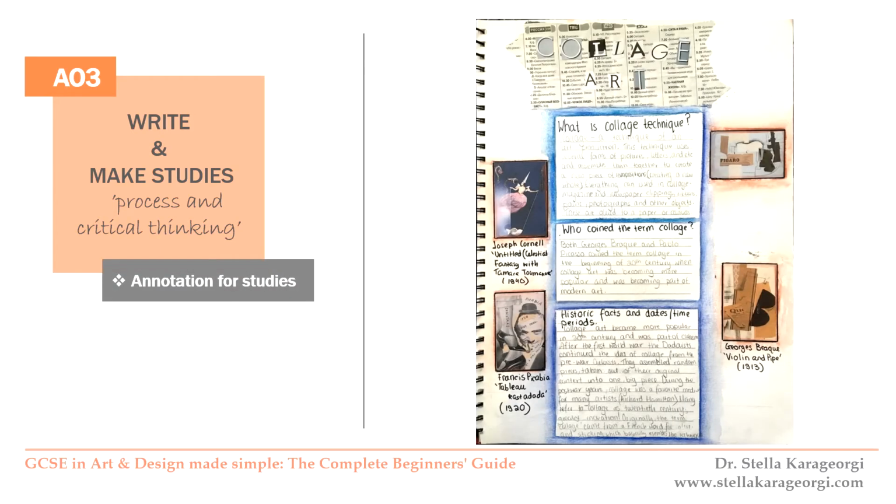Let's talk a bit more in detail about the written annotation for your studies. In this example here, the student has looked into the technique of collage and wrote a few things about this technique to show that she gained some knowledge about collage. The writing helps you develop your critical thinking, that you're not just making things randomly, but you're learning and reflecting on your process, the techniques you're discovering, and there is some discussion about art in general.